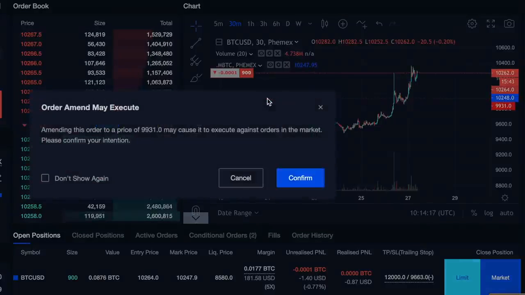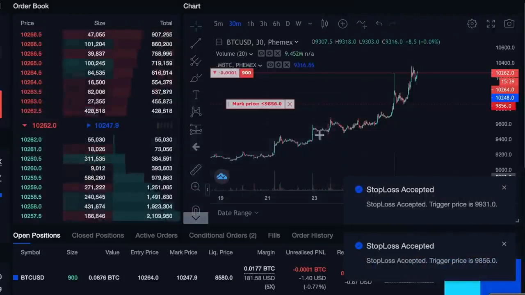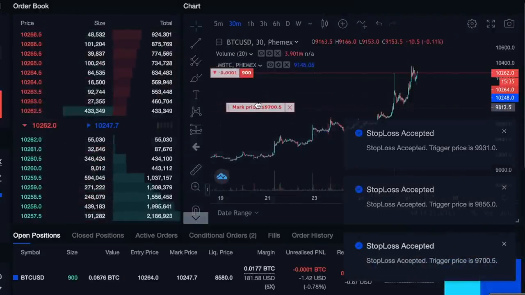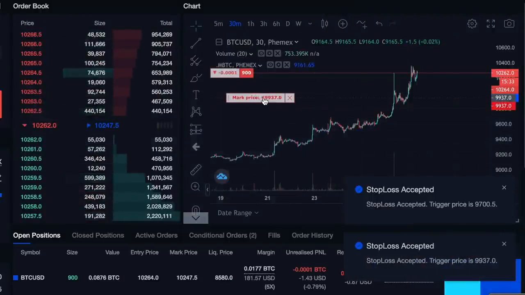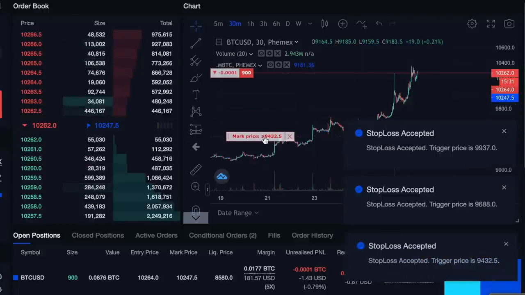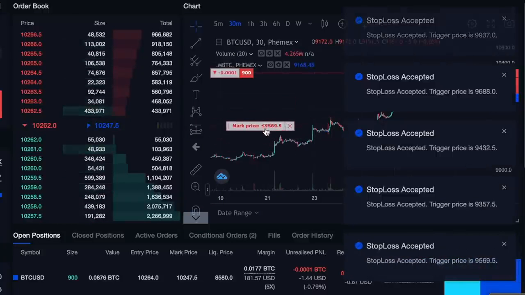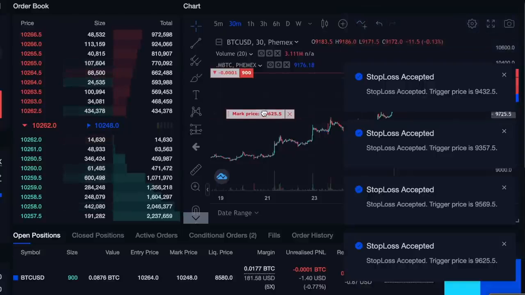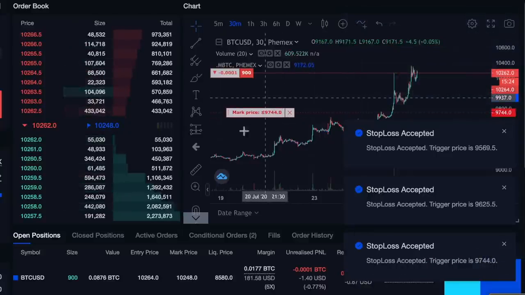Just drag and drop, and you just click here, don't show again, confirm, and now you can just drag and drop. And now that you don't see the confirmation message, you can just drag and drop up and down here, and your stop loss will be changed. And this works the same for take profits and all kinds of limit and conditional orders.